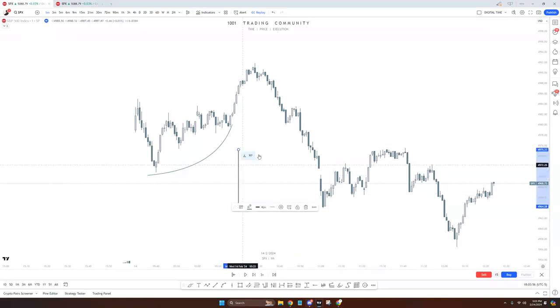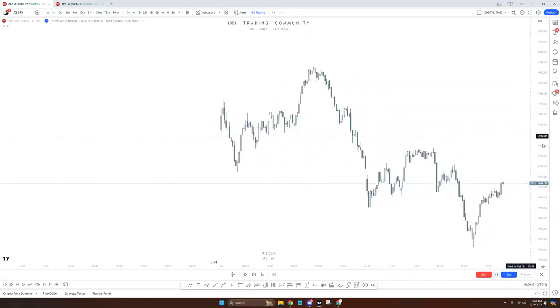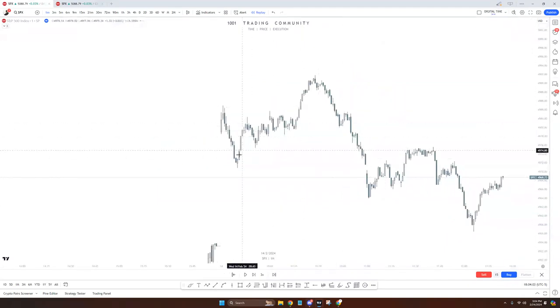Okay. So that was a beautiful example of price beginning to take out Judas liquidity at 10:34. Now, what happens when there's time distortion during Model 11?